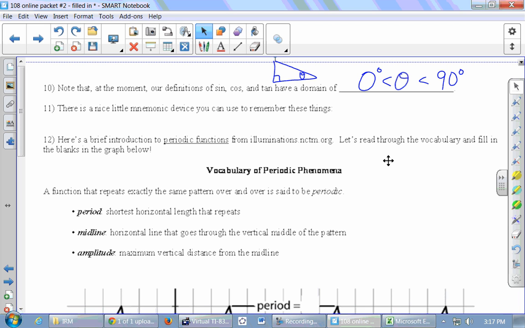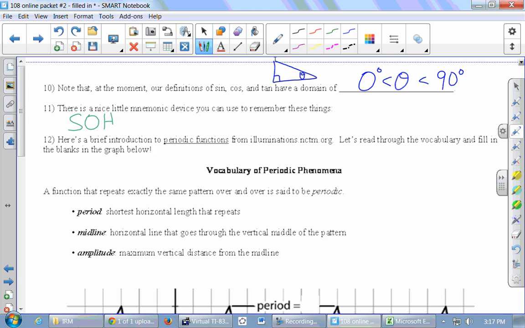11. There's a nice little mnemonic device you can use to remember these things, these three trig functions. So here's a made-up word, SOHCAHTOA. SOHCAHTOA is supposed to tell you that, for example, the sine function is the opposite over hypotenuse.